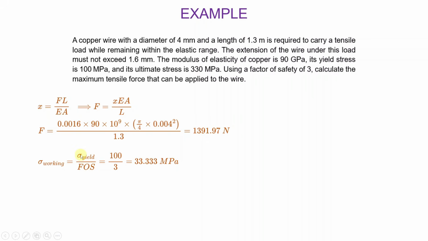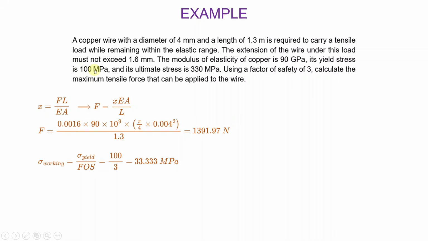Because factor of safety is equal to yield stress over working stress, when you want to remain within the elastic range. And therefore, from that equation, you can derive an expression for the working stress like this. The working stress will therefore be equal to the yield stress divided by the factor of safety. And here I just worked in megapascals to have my answer in megapascals.